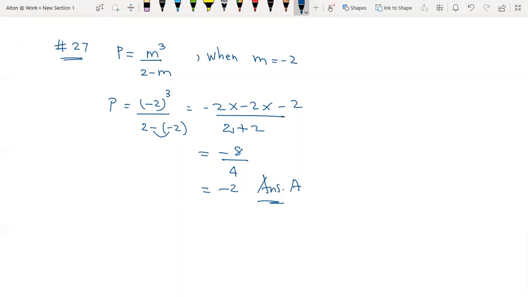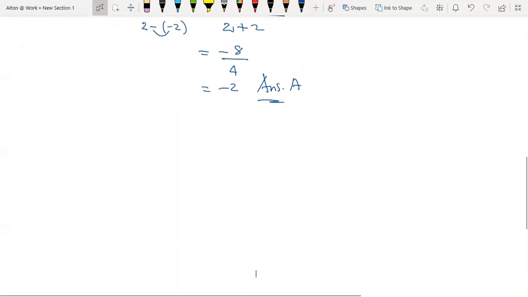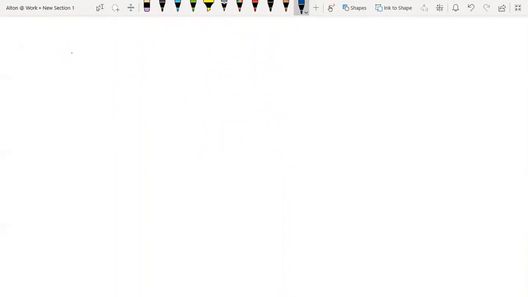Right, so the substitution continues in question number 28 as well. In 28, we are given the rule that A star B means A over B minus 1. So what is 7 star 28?